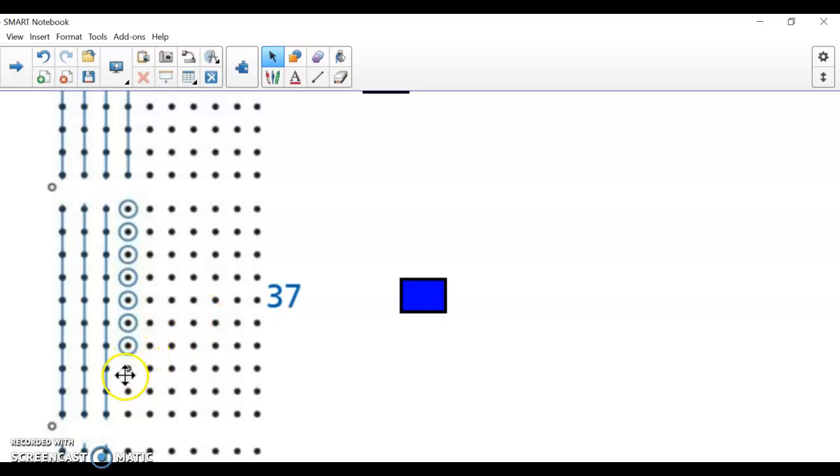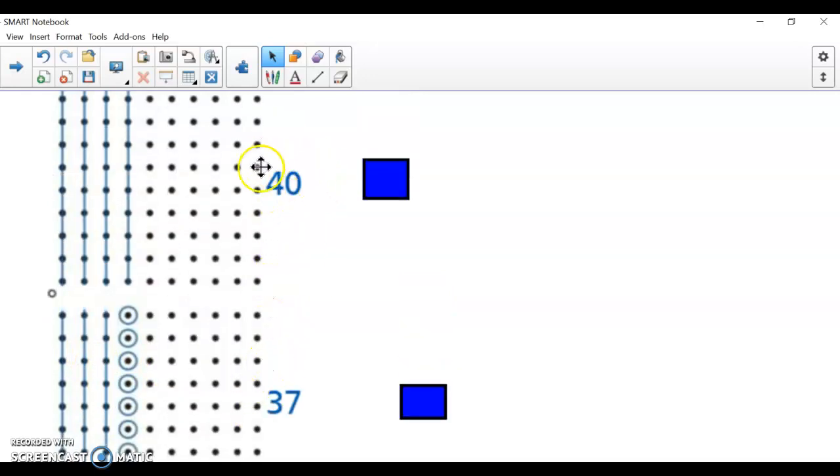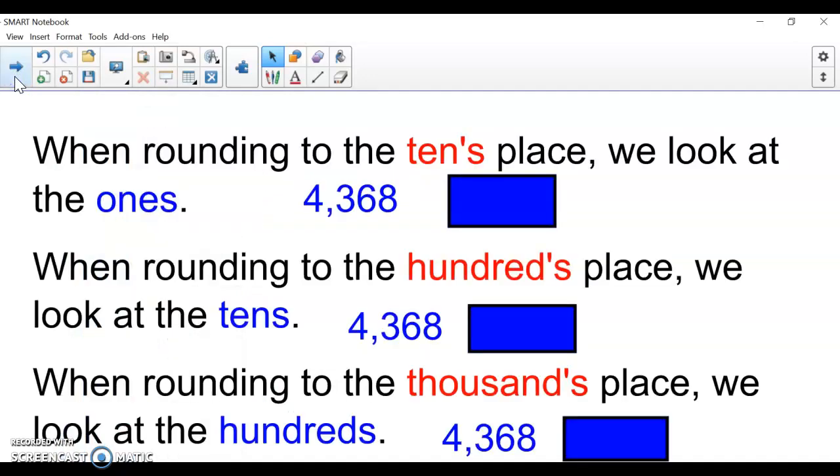We can see that we're only 3 ones away from getting all the way to 40, but we have to lose all 7 of these ones to get back to 30. So 37 is closer to 40 than it is to 30. We would say the rounded value of 37 to the nearest tens place would be 40. Let's review how to do that with not just tens, but hundreds and thousands as well.